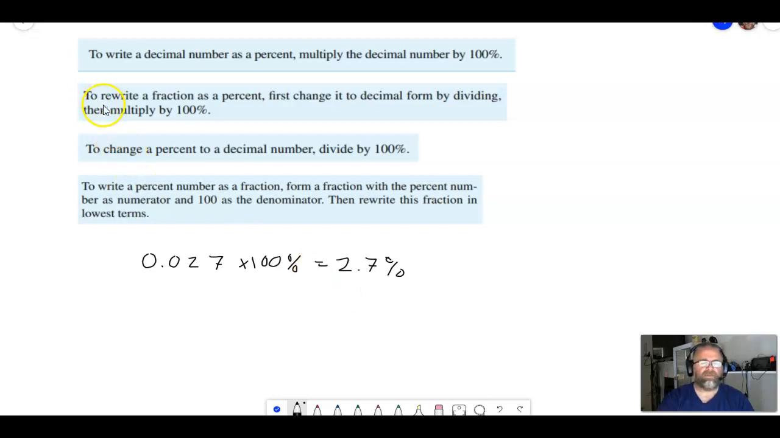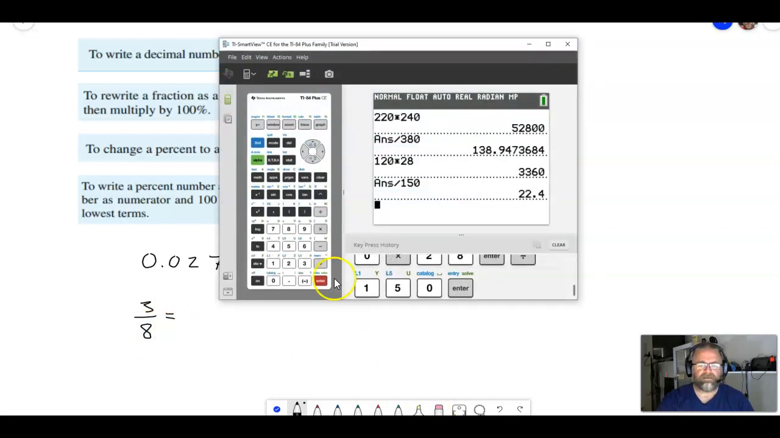All right, for the next one, it says to write a fraction as a percent. First change it to decimal form by dividing, then multiply it by 100%. So let's take a look at an example of that. Let's say we have the fraction 3/8, and we want to convert that to a percent. Well, the first thing we do is convert it to decimal. So we would just do 3 divided by 8.